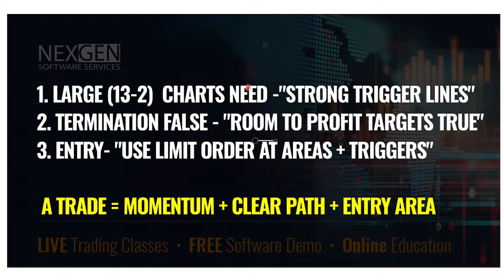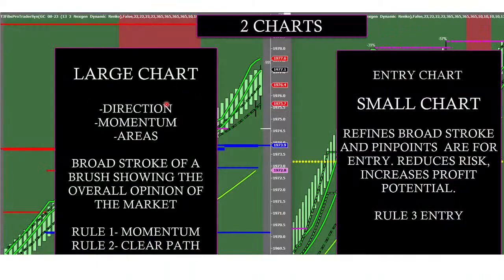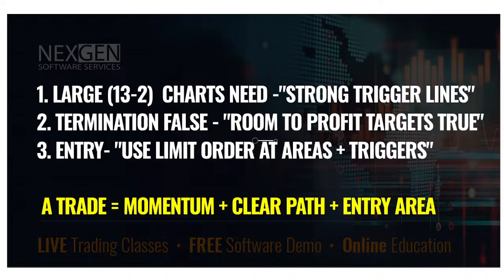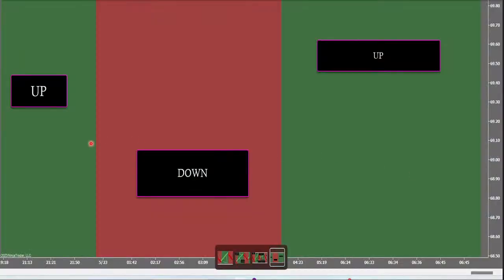So let's start with rule number 1, because it seems like a great place to start. And rule number 1 says that your large chart needs strong trigger lines. The large chart, remember, on the most current bar will define direction and momentum. And that's what we're doing right now through rule number 1, because the only way to have strong trigger lines is if you're actually trading with the direction of the market.